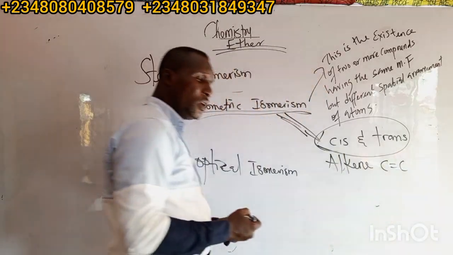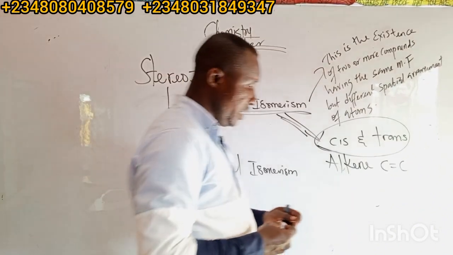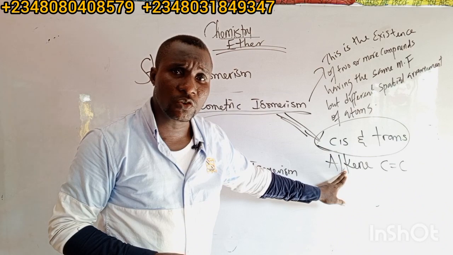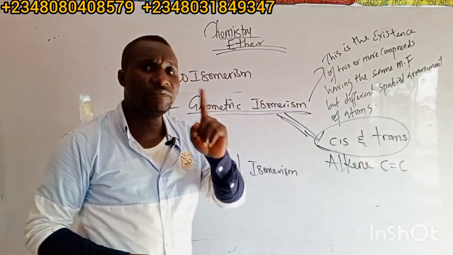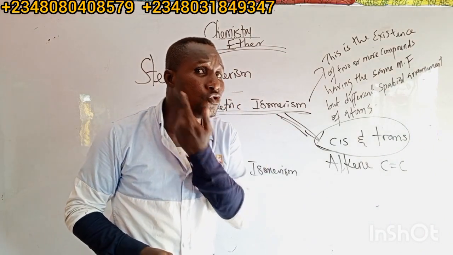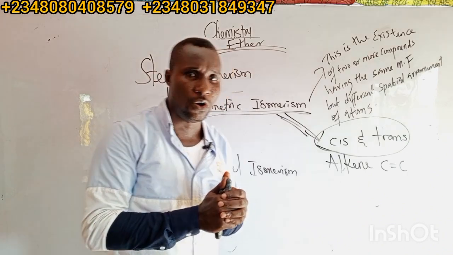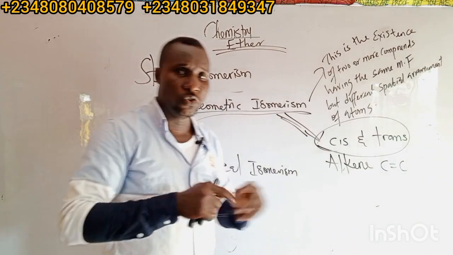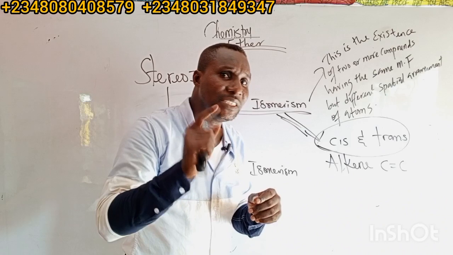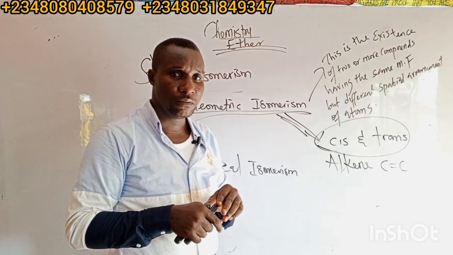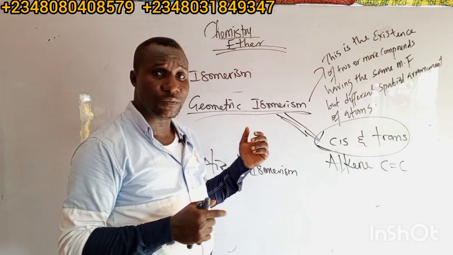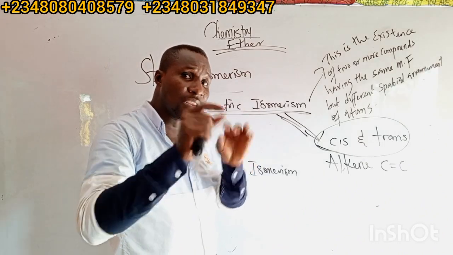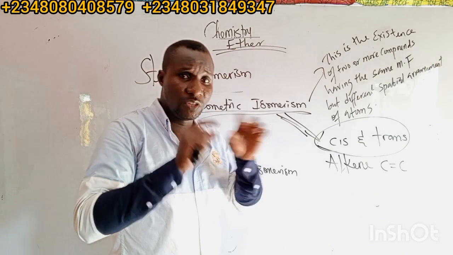That means geometric isomerism can be undergone by alkene, because alkene has a double bond. And another thing is that the compound that must undergo geometric isomerism under alkene must not have the same groups of atoms after the double bond. That means the groups of atoms attached to the double bond must not be the same. The compound that can undergo geometric isomerism is the alkene family, and the groups of atoms attached to that double bond must not be the same on the same side.